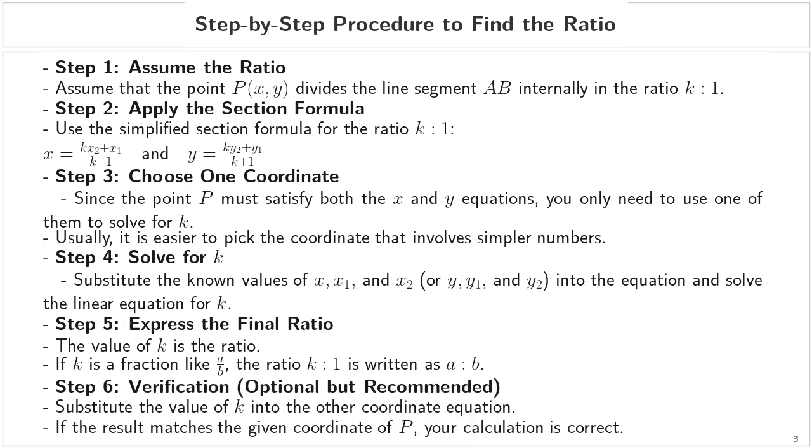Finally, step 6. Verification. While this is optional, I highly recommend it to avoid those common mistakes we will discuss later. Take the value of k you just found and plug it into the other coordinate equation, the one you didn't use in step 3. If the result matches the given coordinate of point P, you can be absolutely certain your calculation is correct. Now, let's put this entire process into practice with a real-world example on the next slide.